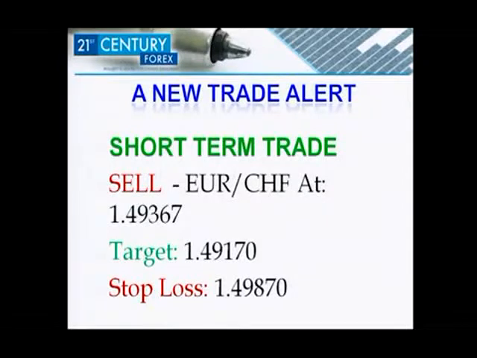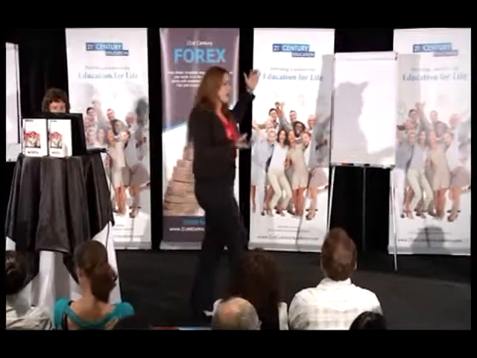So what will happen is you'll start receiving these alerts. It'll look something like that. It'll come in as an SMS and an email. It'll have what he wants you to do, short or long, whether we're going to buy or we're going to sell. It'll give you the currency pair that we're going to trade, and the price that he wants you to get in at. He'll have your target because we always want to go for a target, and we're going to have a stop loss because we never ever want to enter a trade without a stop loss.